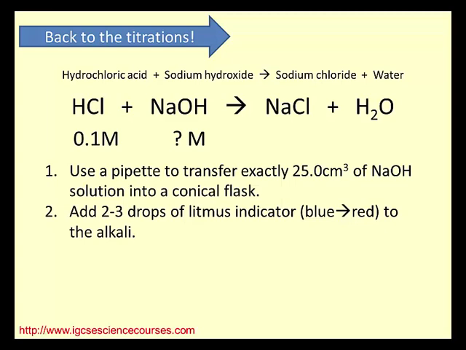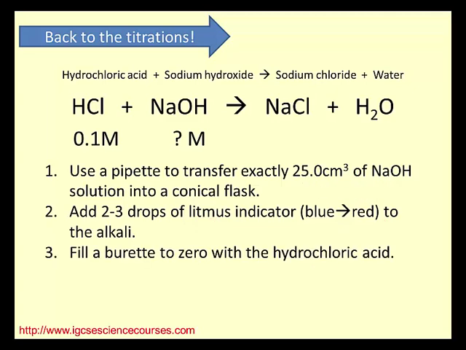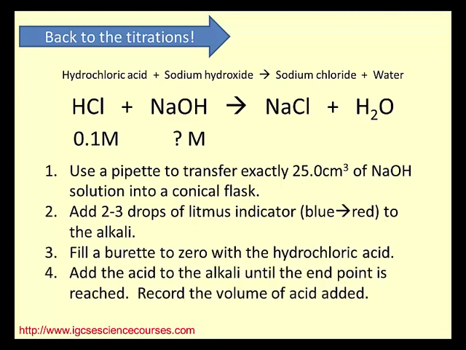Now you may know your indicators. If we use litmus, litmus is blue in alkali, but when it becomes acidic it becomes red. So red in acid. How do you remember these two? Very simply: you've got a D in acid and a D in red, and an L in alkali and an L in blue. Very easy to remember, isn't it? Then we fill the burette to 0 with our acid, then we add the acid until it goes from blue to red, and we record the volume of acid needed. Let's look at what happened.